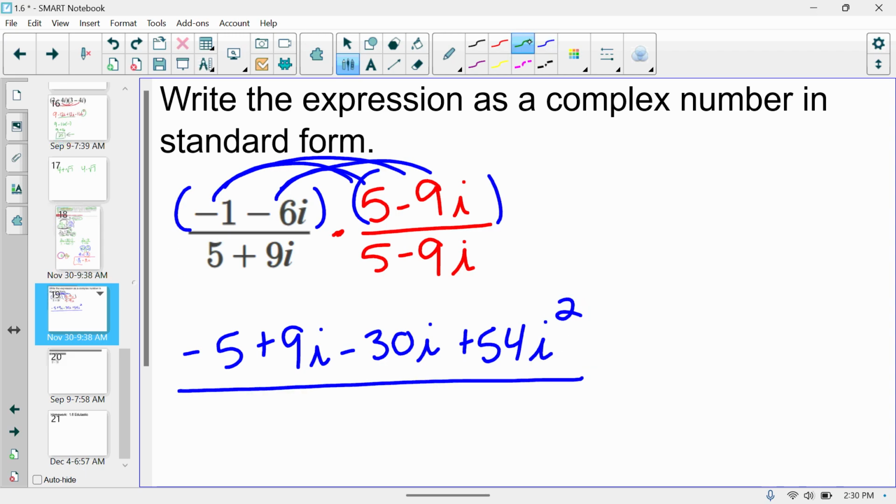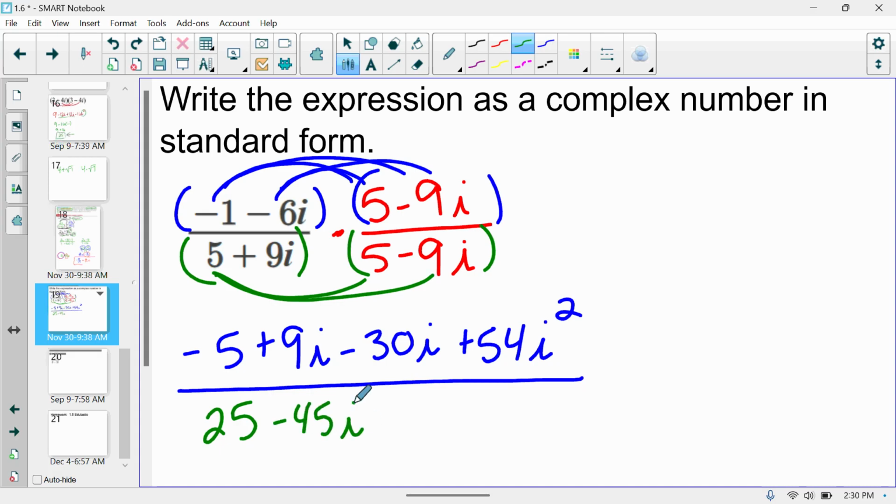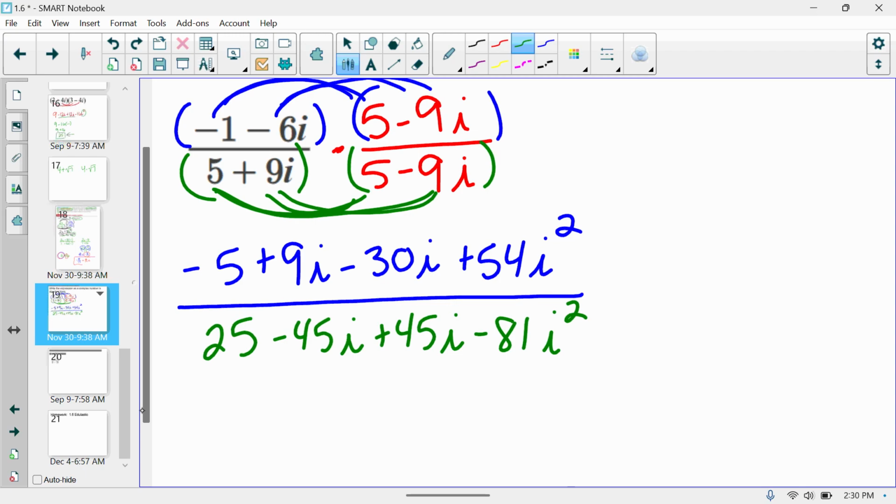We're going to have to FOIL in the denominator too. First, 5 times 5 is 25. Outer, 5 times negative 9i is negative 45i. Inner, 9i times 5 is positive 45i. Last, 9i times negative 9i. Again, the 9 times the negative 9 is negative 81. The i times the i is i squared. Do you have any questions just on the FOILing part at all?